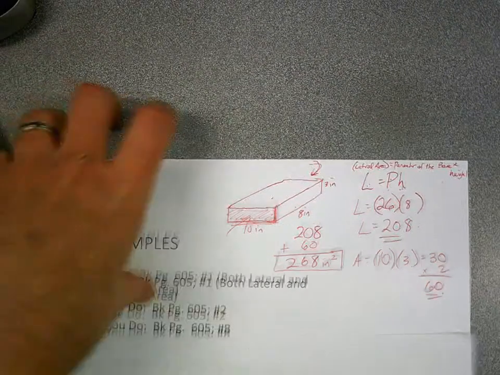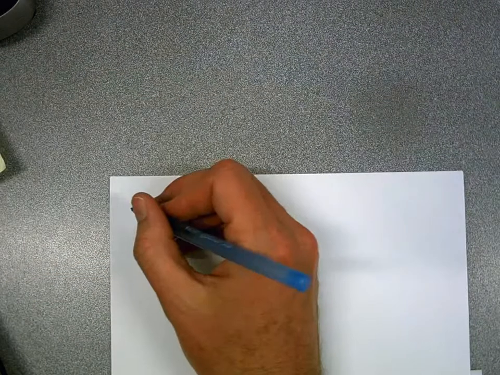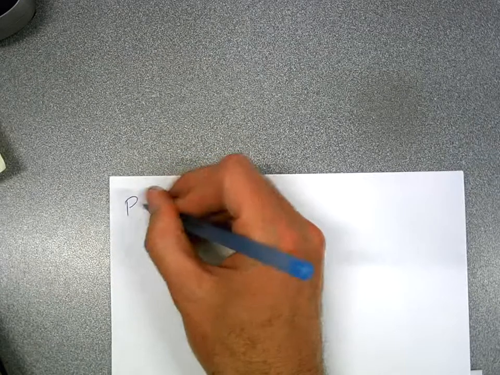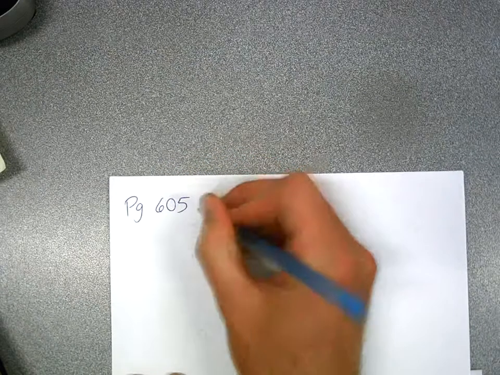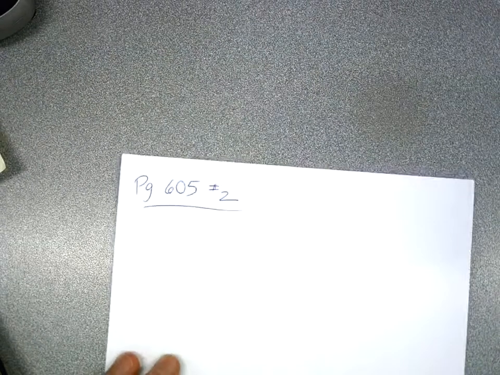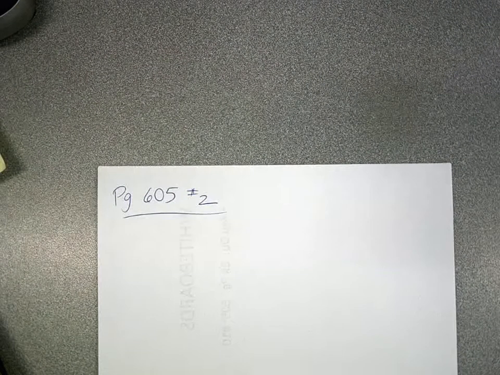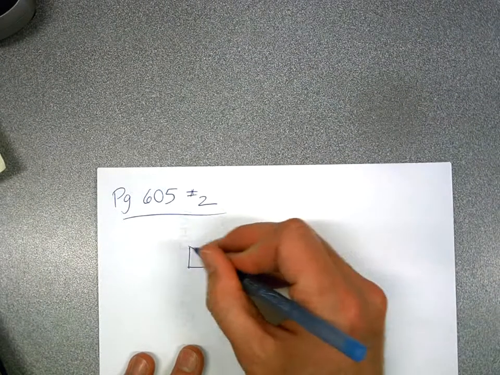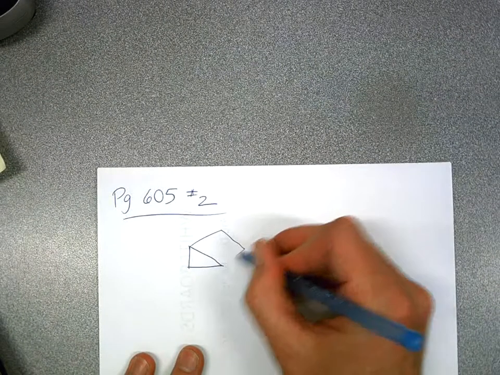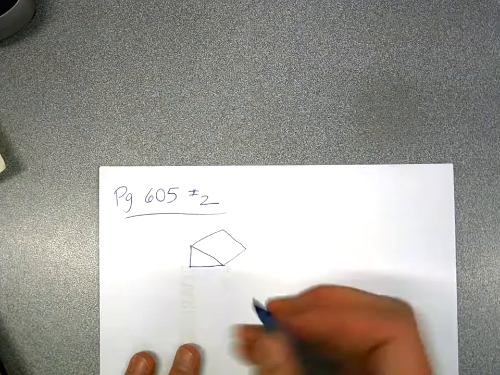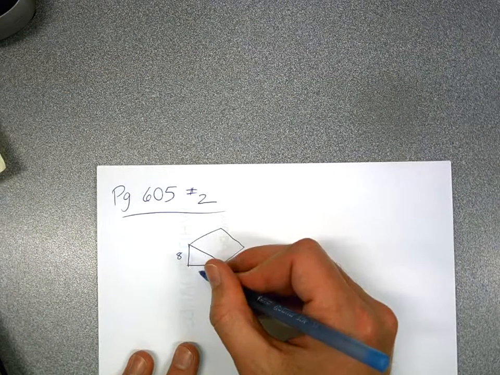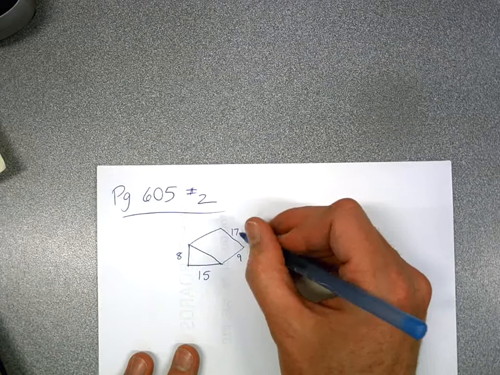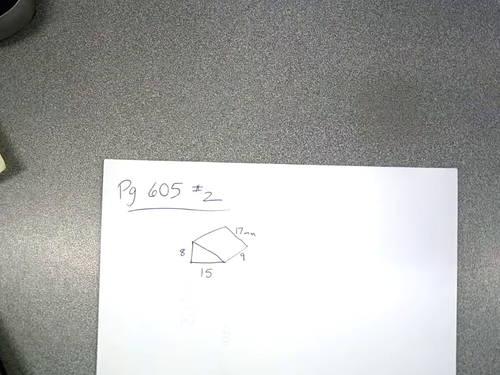All right, I'm going to go ahead and flip it over here. We're going to go to page 605, problem number 2. This is a triangular prism, and on this triangular prism, we have 8 millimeters by 15 millimeters by 9 millimeters by 17 millimeters. They're all in millimeters.